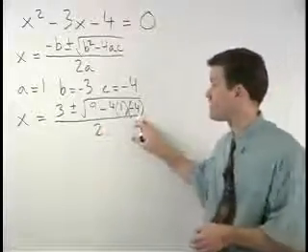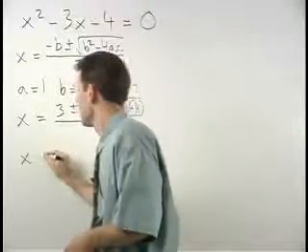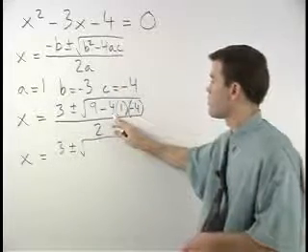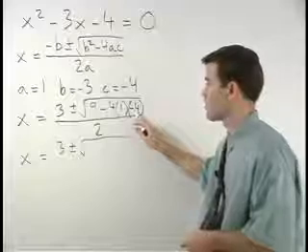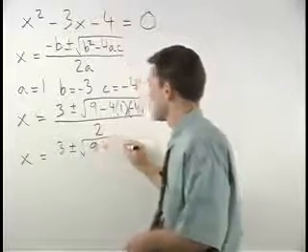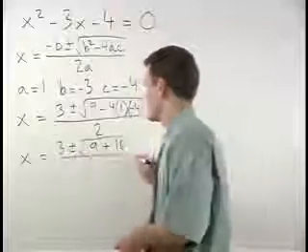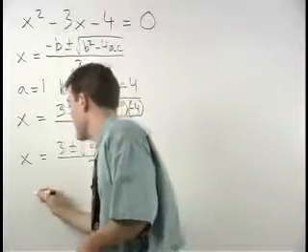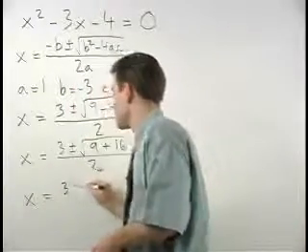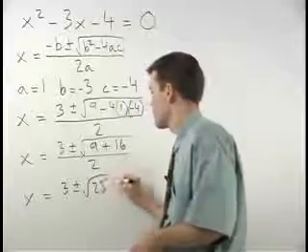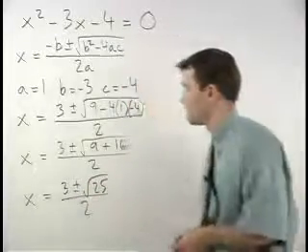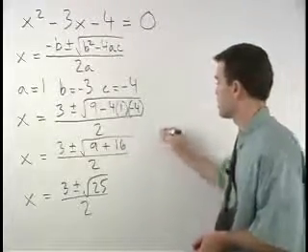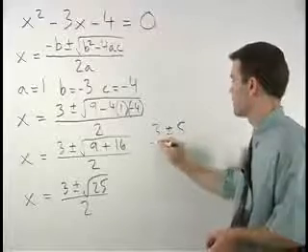Simplifying inside the radical, we have x equals 3 plus or minus the square root of 9 minus 4 times 1 times negative 4, which is 9 plus 16, over 2. Simplifying further inside the radical, we have x equals 3 plus or minus the square root of 25 over 2. And root 25 is just 5. So we have 3 plus or minus 5 over 2.